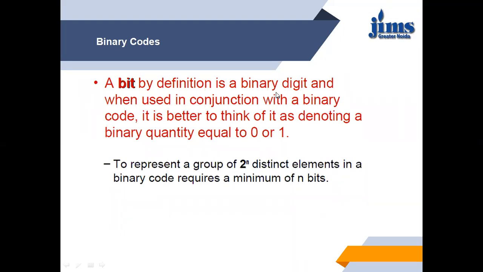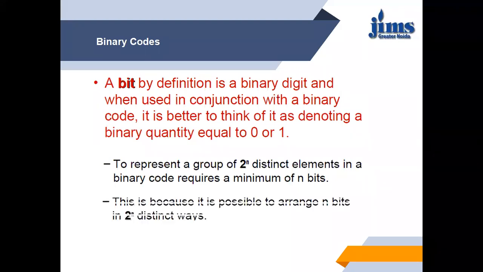Now in case of hexadecimal, if I put n equals 4, then 2 raised to the power 4 equals 16. That means I can represent 16 combinations, and that is the case of hexadecimal. So to represent a hexadecimal number, we require at least 4 bits. If I have n bits, then there are 2 raised to the power n distinct combinations. So this is the relation between the combinations and the number of bits required to represent any number. This is because it is possible to arrange n bits in 2 raised to the power n distinct ways.